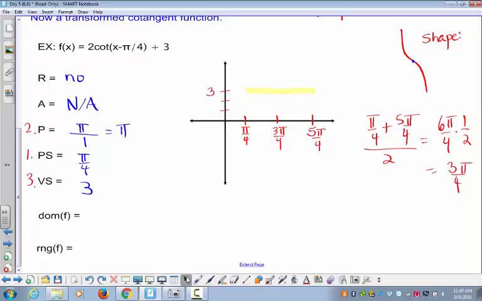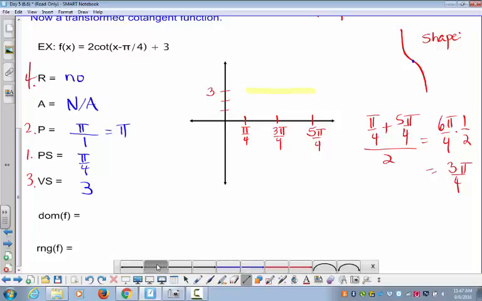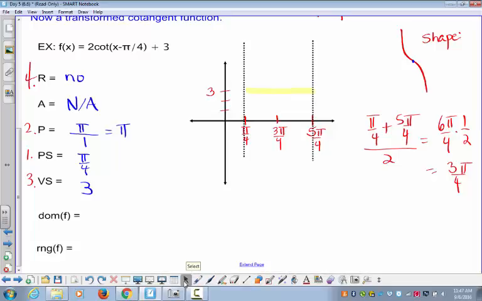You don't have to deal with above and below the center line for a tan or a cotan. You can ignore that. Last step is the reflection and the shape. So we know that there are asymptotes at either edge, and we know that there is a key point right there. Since there's no reflection, down to the right it is. Again, it doesn't really matter how steep you put this in here. I'm not going to grade you on that. So we'd have that.